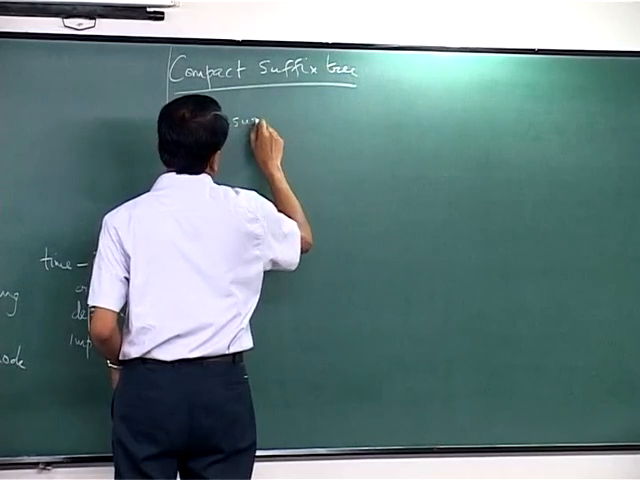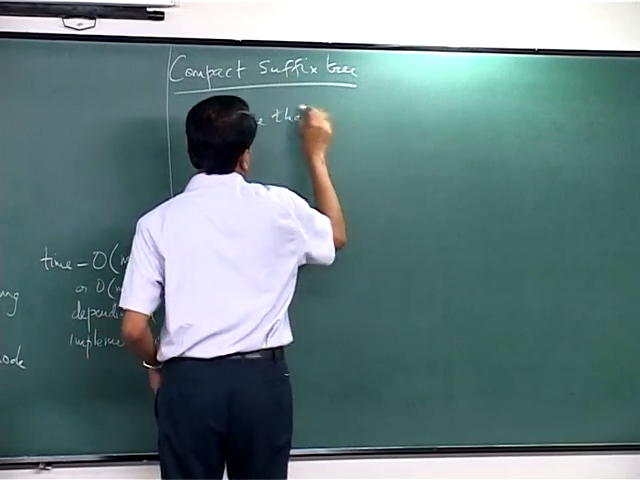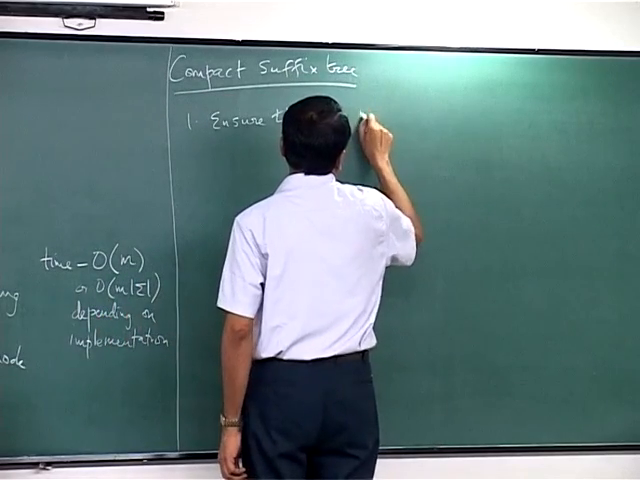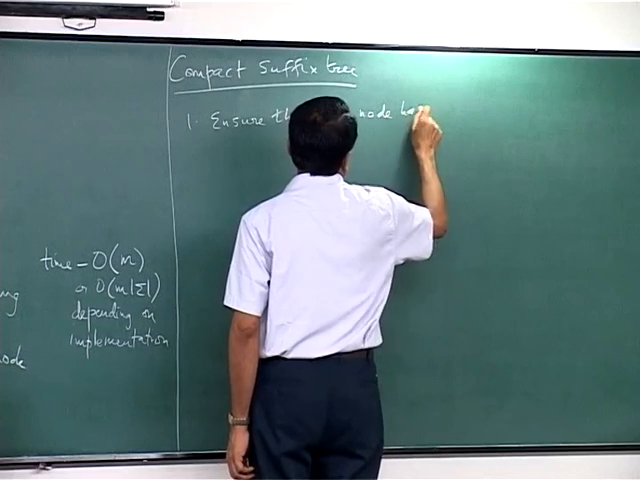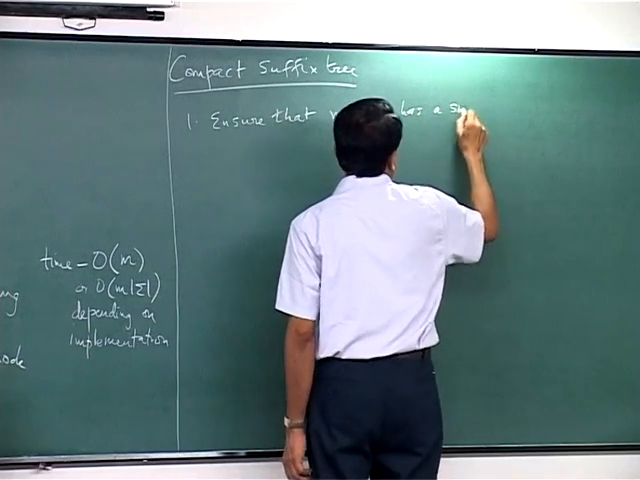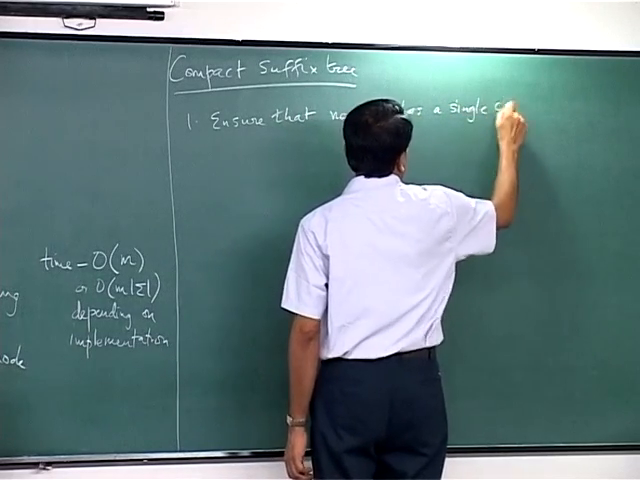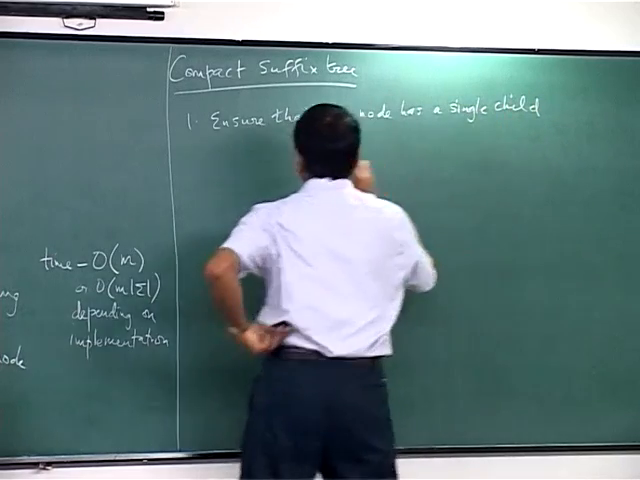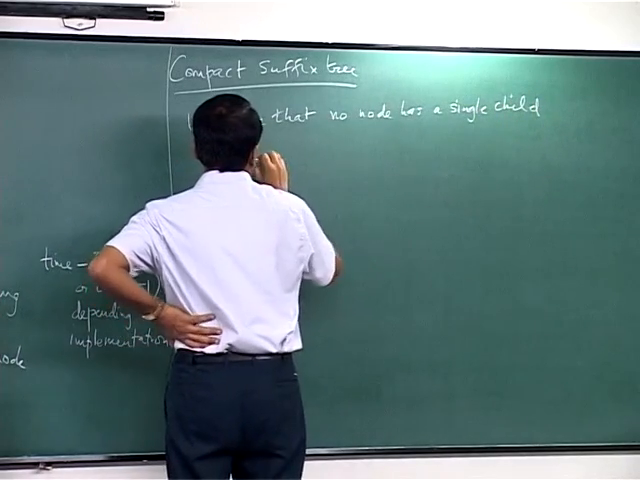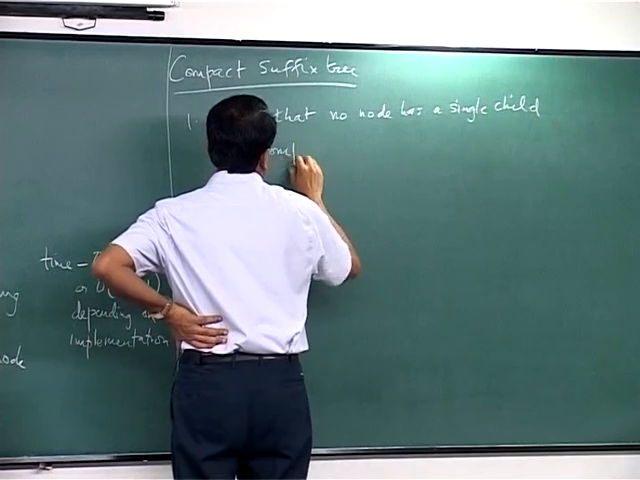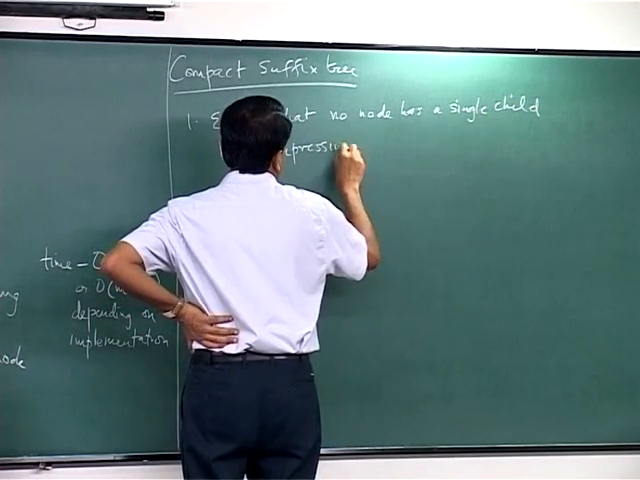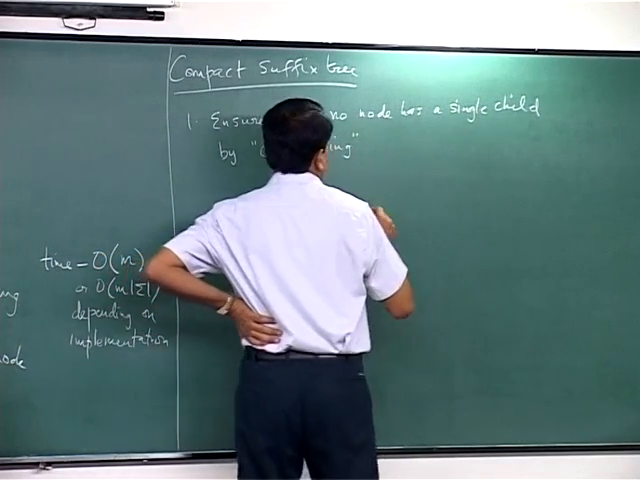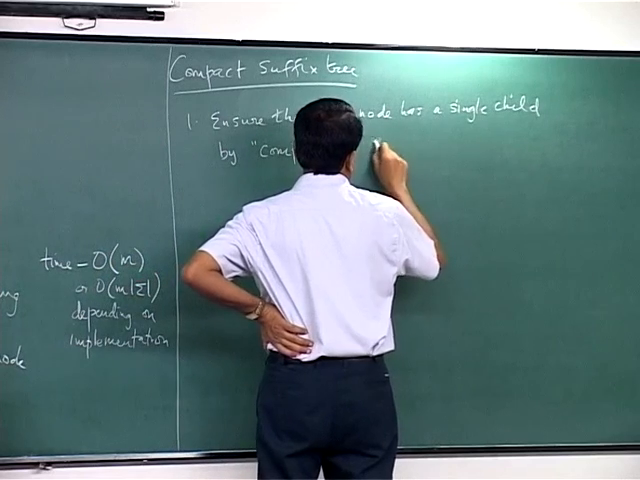Ensure that no node has a single child. I'm going to be writing informally, but you can figure it out by compressing such paths.